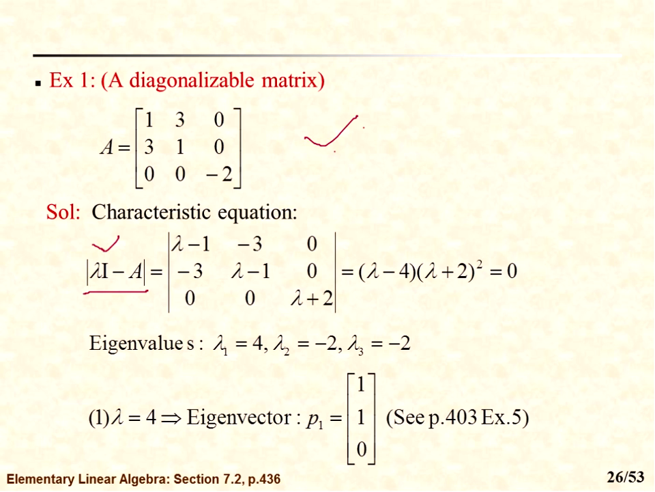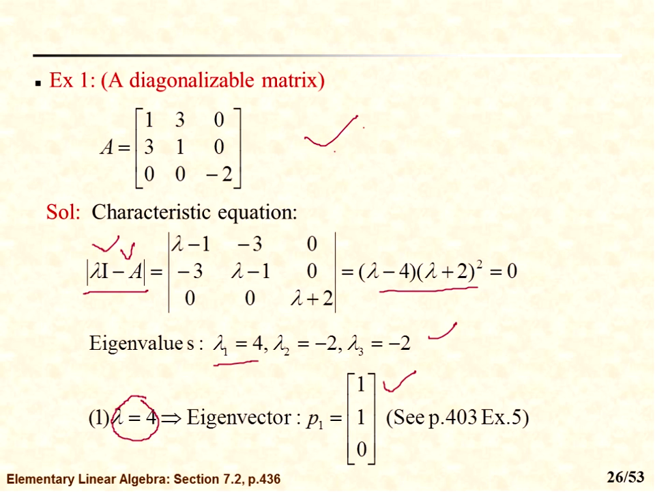As you know, to diagonalize, first of all we have to find the characteristic equation. This is the characteristic equation: lambda I minus A is equal to 0. In this slide they use the same method that we discussed in the face-to-face class. We form this equation, and there are three roots: lambda 4, lambda 2, lambda minus 2. These are called the eigenvalues.